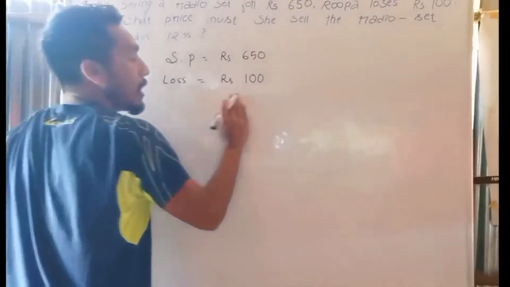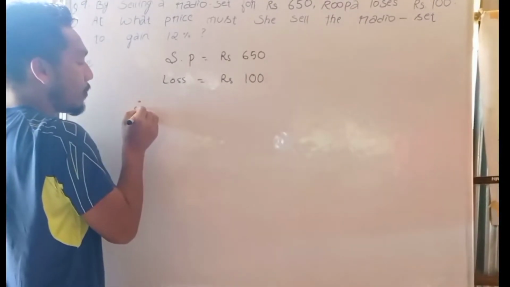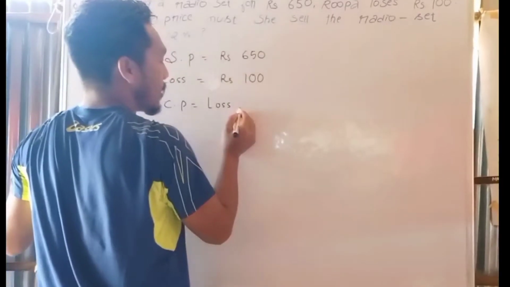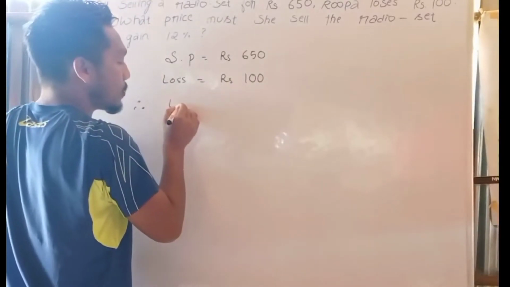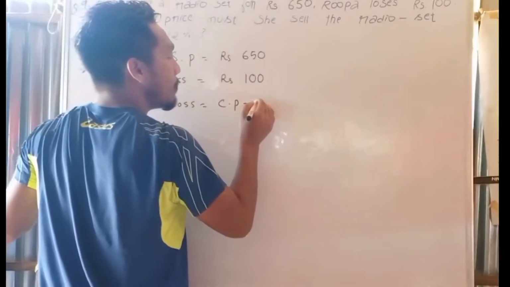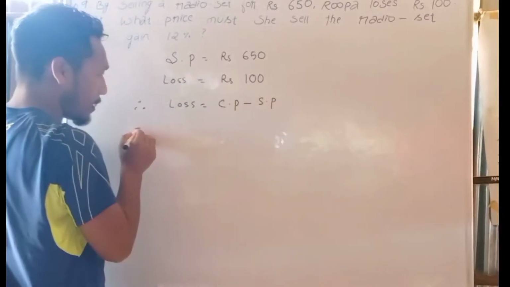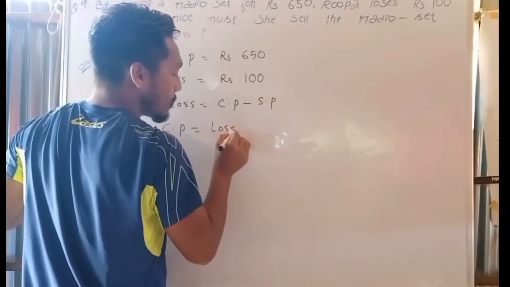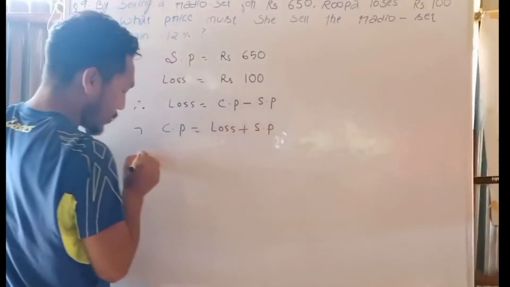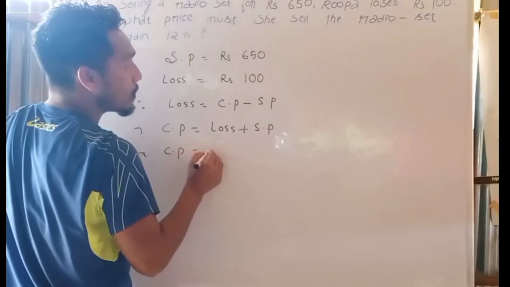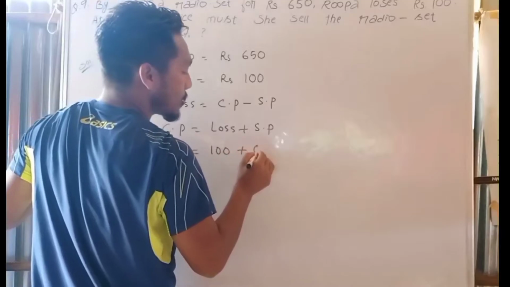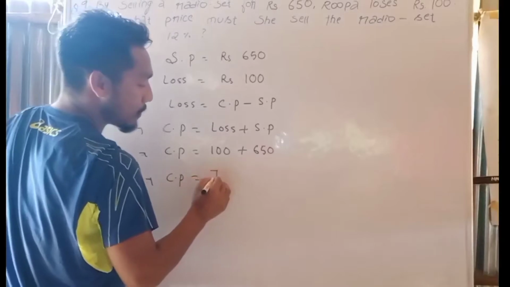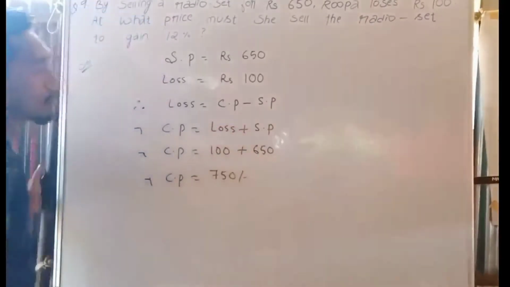Before this we will try to find the CP from here. Therefore CP will be equal to what? We know loss is equal to CP minus SP. So if I want to find the CP, CP will be equal to loss plus SP. Loss is given 100 and SP is given 650. So CP we got is 750. That means the cost price of the radio is 750.